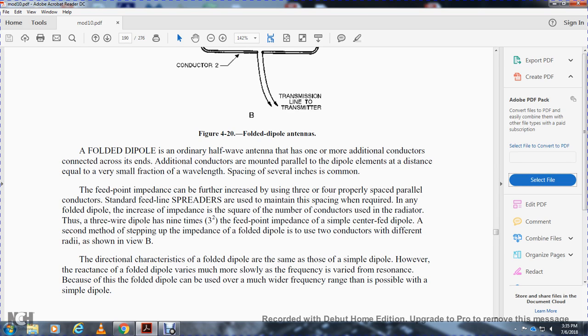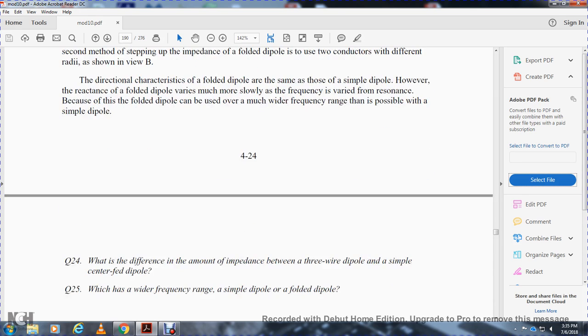The characteristics of the folded dipole are the same as those of the simple dipole. However, the resistance and reactance of the folded dipole vary more slowly with frequency around resonance, because the folded dipole can be used over a much wider frequency range than is possible with the simple dipole.